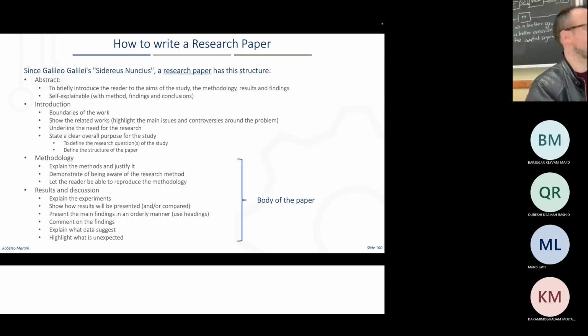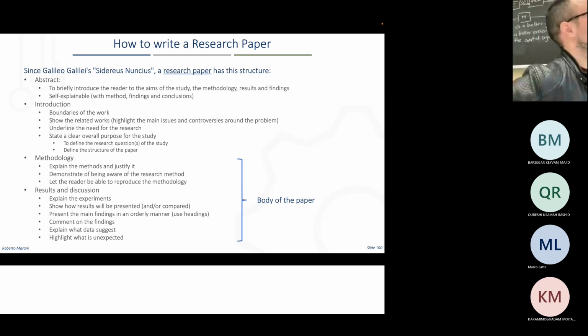Results and discussions. So the body of the paper is methodology, results, and discussion. The rest is not noise, of course, but is something to place your work in the history, because we are standing on the shoulders of giants. We are not going to discover hot water tomorrow. No, we are working on advancements of somebody that has done a work before me.